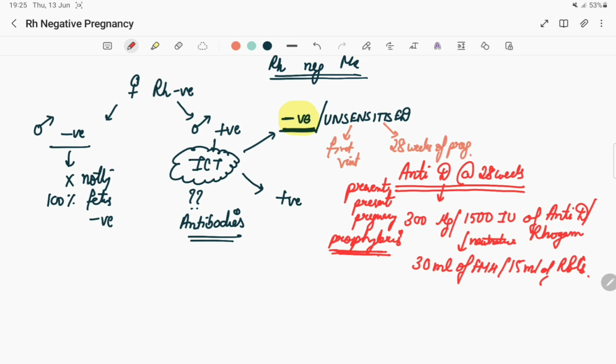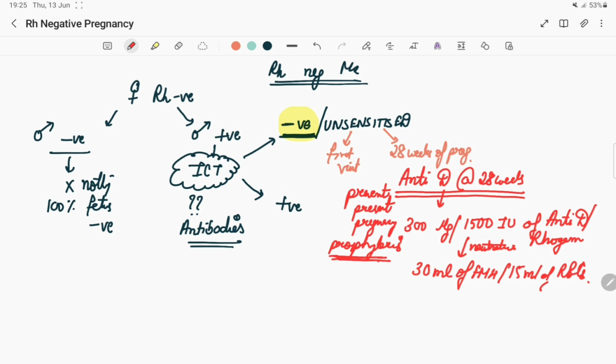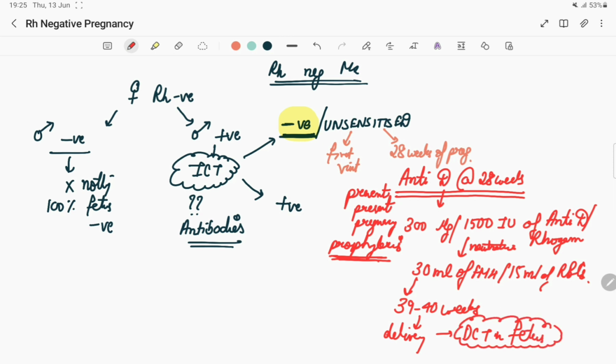So you have administered anti-D to this Rh negative woman whose ICT was negative at the first visit, as well as 28 weeks of pregnancy. After that, you just carry on the pregnancy normally up to say 39 to 40 weeks. You carry on the pregnancy, and later when she has delivered, then you do a direct Coombs test in the baby, from the fetus blood. You do this DCT in the baby after the baby is out.